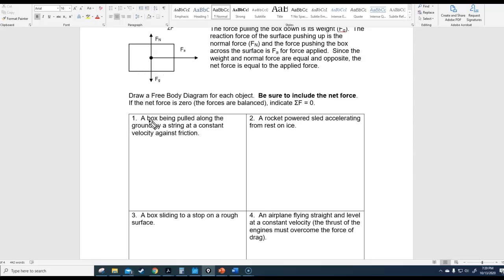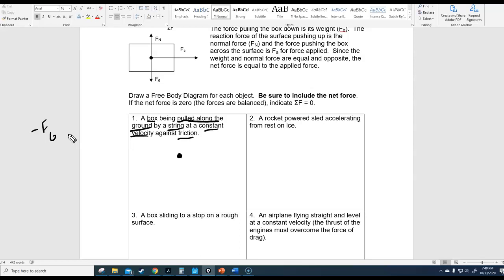Question number 1 says a box is pulled along the ground by a string at a constant velocity against friction. Okay, so here's my dot representing my object. I'm listing out the forces that I know have to be there. Force of gravity, just because the box is not in space. I run through my mental checklist that I have because I took good notes over the forces, and so I know in what situations I have different forces. If you don't remember, you can always pull that PowerPoint up because all my PowerPoints are linked on my Canvas homepage.